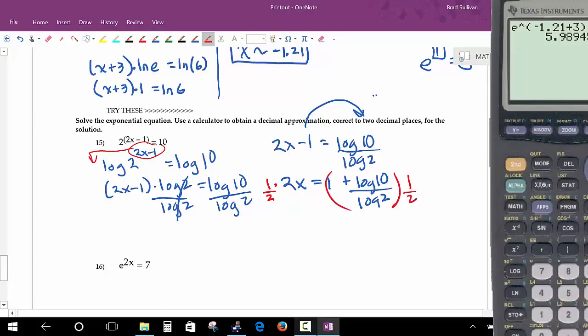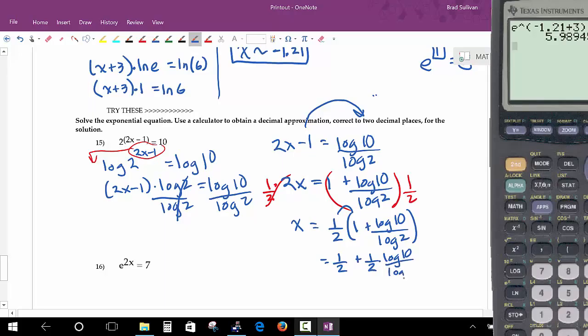Right? Okay, so those things cross out. So the best way to write the exact answer would be like this. Now you could distribute it, but you don't have to. I'm just going to write this as 1/2 times 1 plus log 10 over log 2. That's the exact answer. Then you can go to your calculator and put that in exactly the way it is if you want to. And you could also just distribute this, so you would get 1/2 times 1 is 1/2, and then 1/2 times log 10 over log 2. It doesn't matter which way you write that.